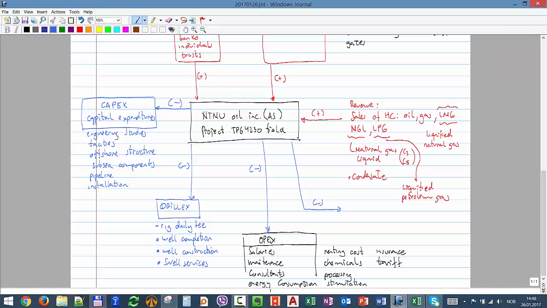Okay. Then I have tax and royalties, and we will talk a little bit about this later, how they are calculated. But this basically goes to the government.